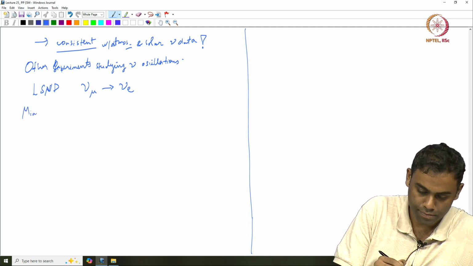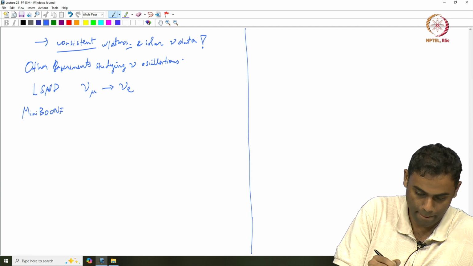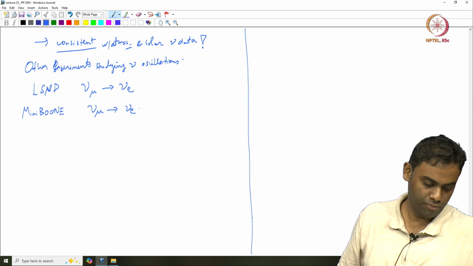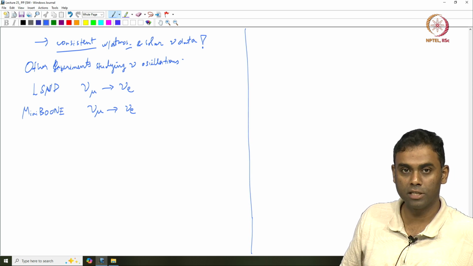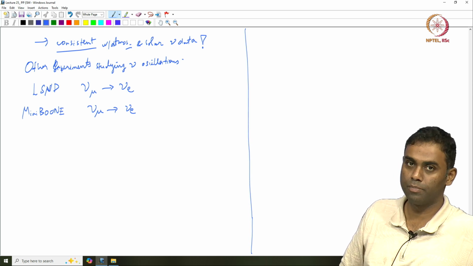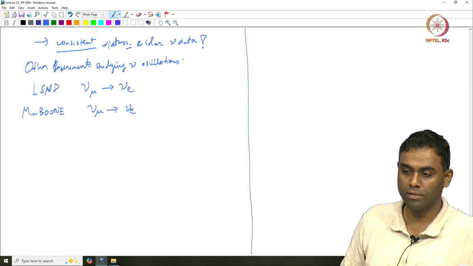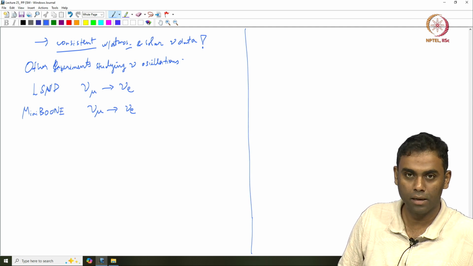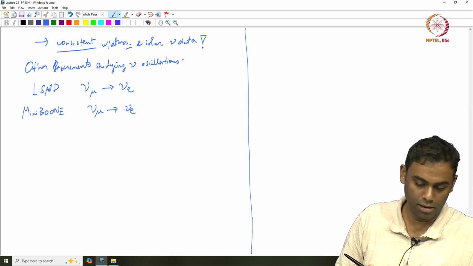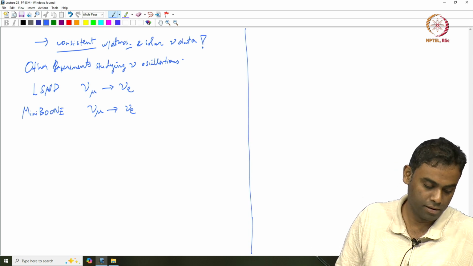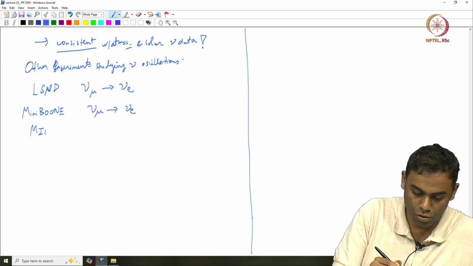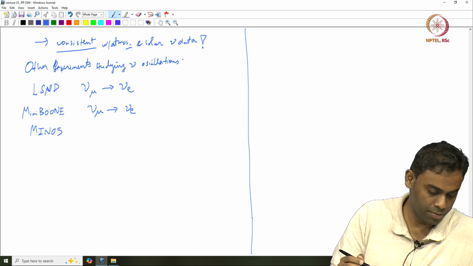Then there is MiniBooNE that also studies this, and very interestingly these experiments actually see some anomalies compared to the standard picture that we have just discovered. So, there are any number of opinions about whether these anomalies are true or not. It is a very interesting, very active field, and if you are curious, go read about these things. Then there is MINOS at Fermilab.